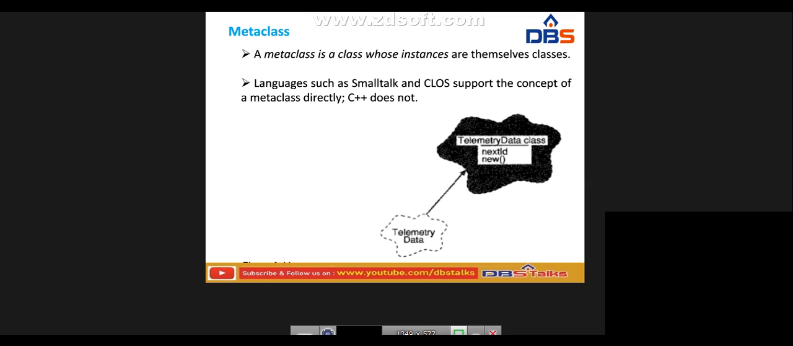So, metaclass. A metaclass is a class whose instances are themselves classes, and languages such as Smalltalk and CLOS support the concept of a metaclass directly. C++ does not. So some languages support particular metaclasses, that is Smalltalk and CLOS, but C++ does not. Object-oriented is not supporting particular metaclasses. Here, the temporary data and the different operations will be performed on the particular metaclasses. Okay.